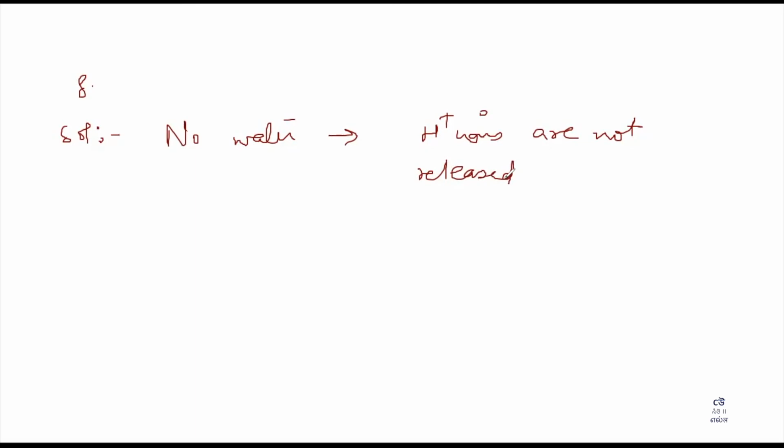For the answer part, you people can write it as the acidic behavior of acids is because of the presence of hydrogen ions. Hydrogen ions can only be produced in the presence of water, and therefore water is definitely needed if an acid has to show its acidic behavior.